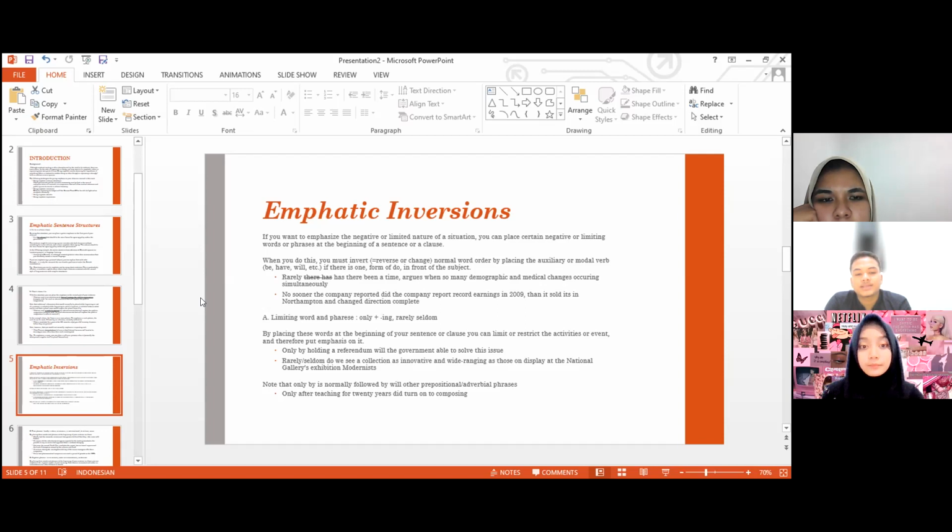Limiting words and phrases like only, plus, in, rarely, seldom. By placing these words at the beginning of your sentence or clause, you can limit or restrict the activity or event, and therefore put emphasis on it. Only by holding a referendum will the government be able to solve this issue. Note that only by is normally followed by will, or other prepositional or adverbial phrases, like only after teaching for 20 years did he turn to composing.